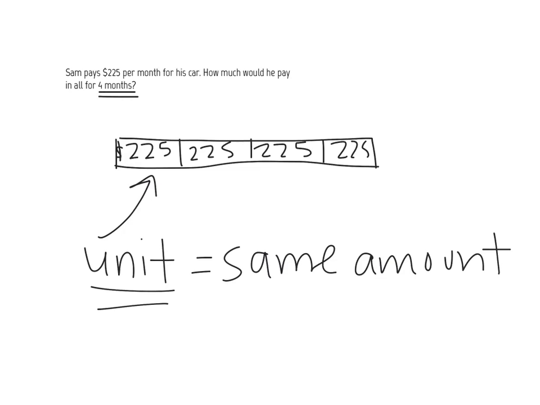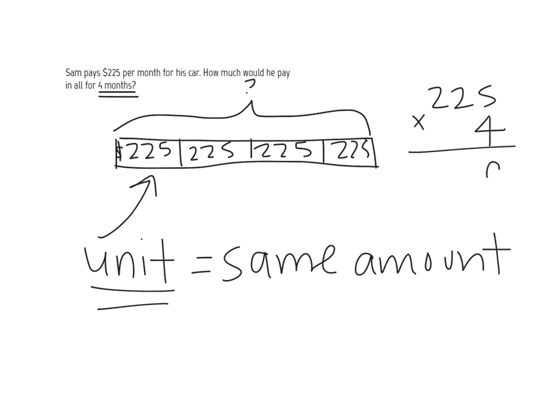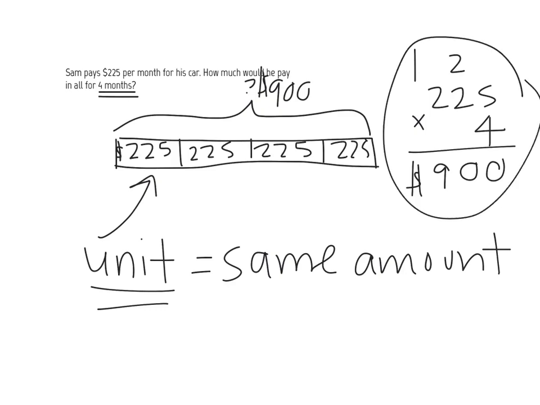And we're trying to find the total amount he would pay in 4 months. We usually put a bracket over the top here to show the total. And then the student would know that they could do 225 times 4 to solve that. Okay, so here the total would be $900. Again, the bar model is not helping them do the actual multiplication. It's helping them make sense of the word problem. And this is a very simple example, but it's where we start with them.